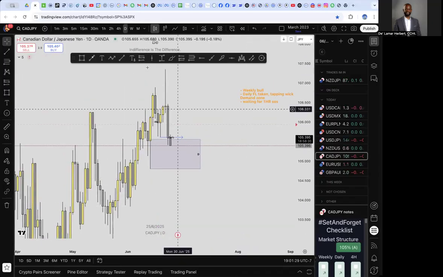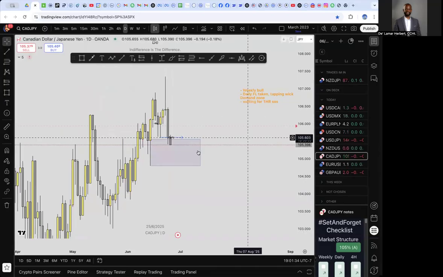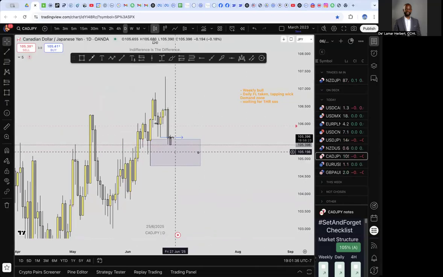CAD JPY, weekly is bull, right? Daily is here at this area of interest, this demand zone.